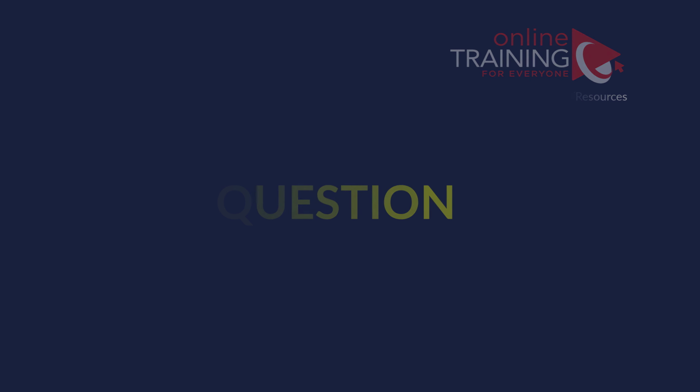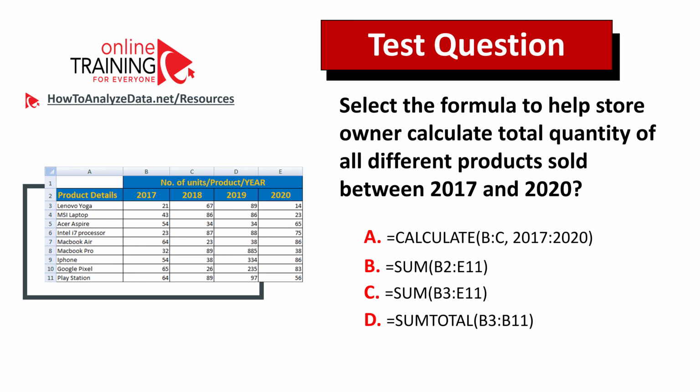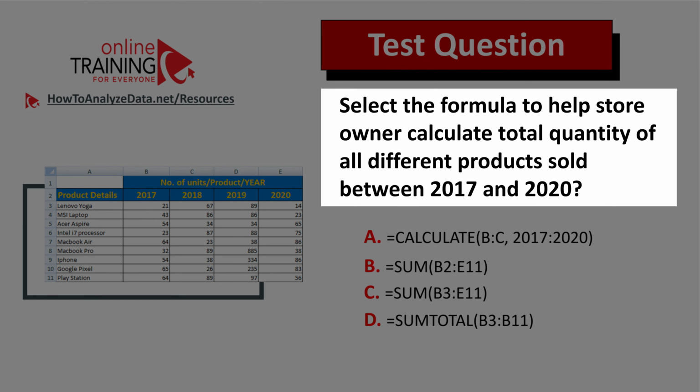Some of you might find this question tricky, but regardless of whether you can figure out the solution on your own, you will be excited to learn the answer to this real-life assessment test question. Select the formula to help store owner calculate the total quantity of all different products sold between 2017 and 2020.